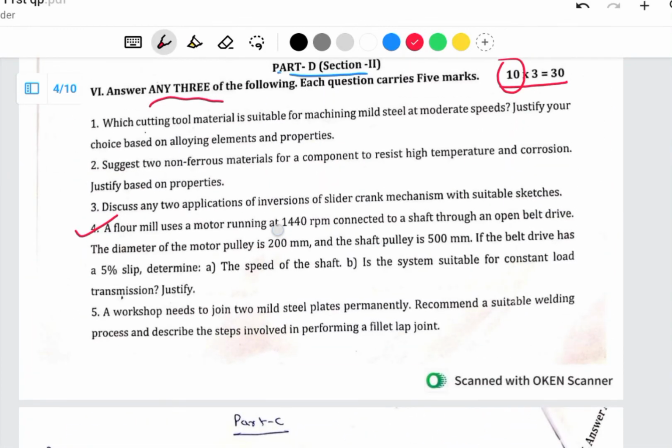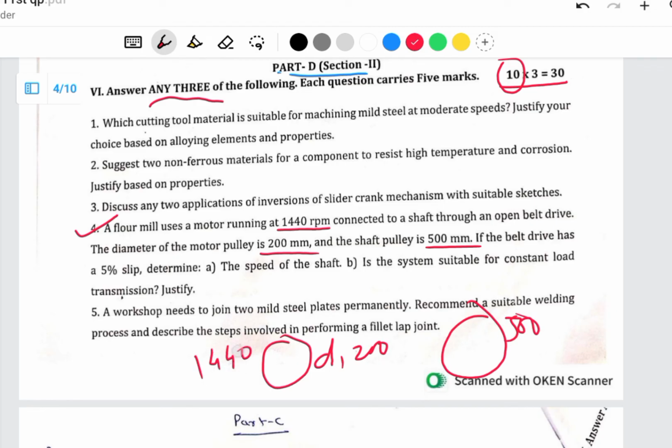in this problem, rpm is given and the diameters of the pulleys have been given. Motor pulley, that is the first one, d1 is 200, and d2, the shaft pulley, is 500. The motor is running at 1400. So you have to calculate n2, where this is n1.